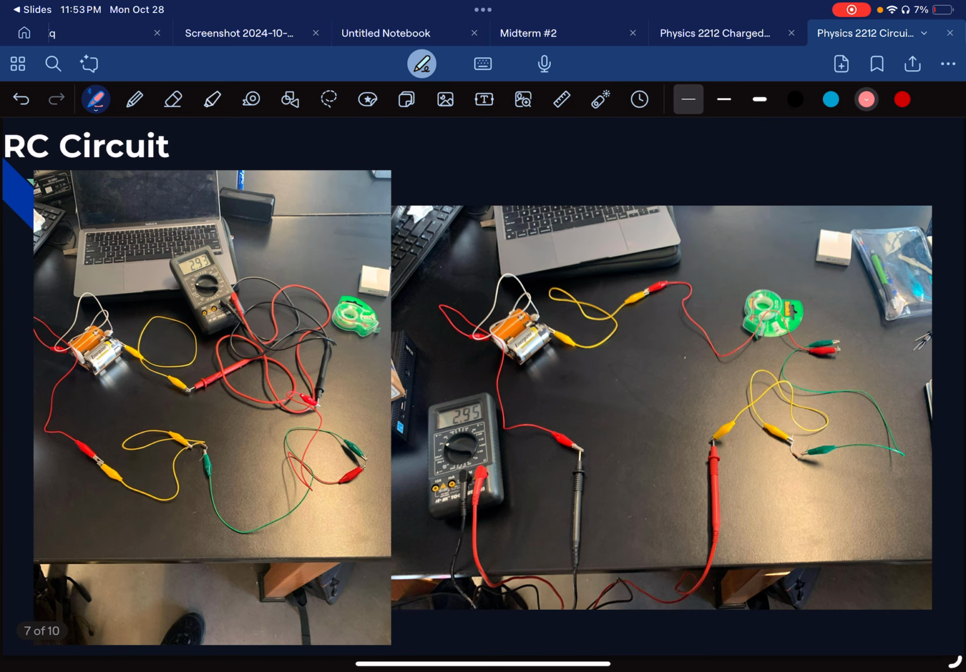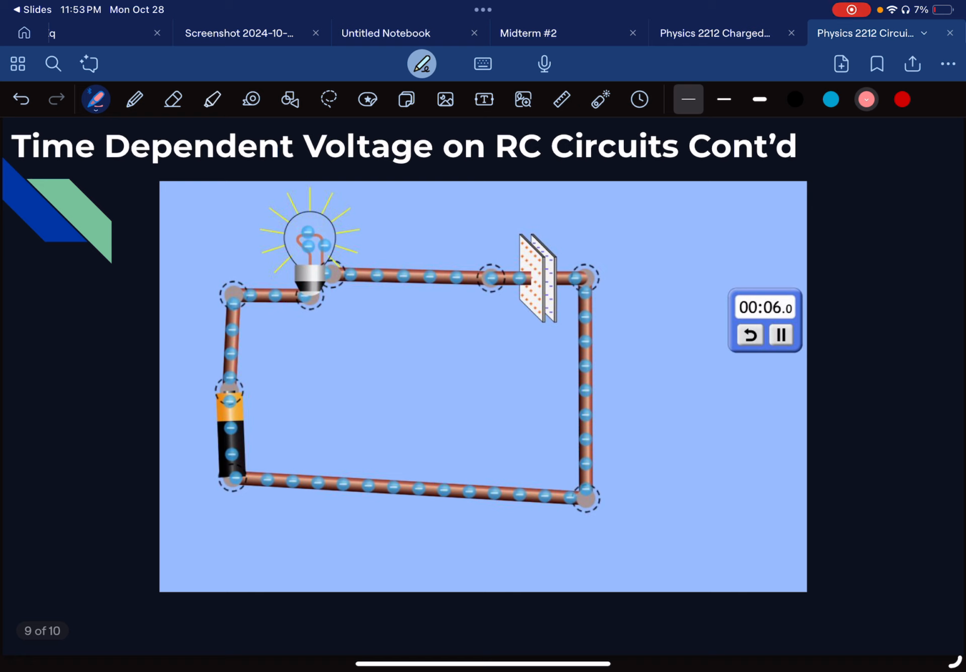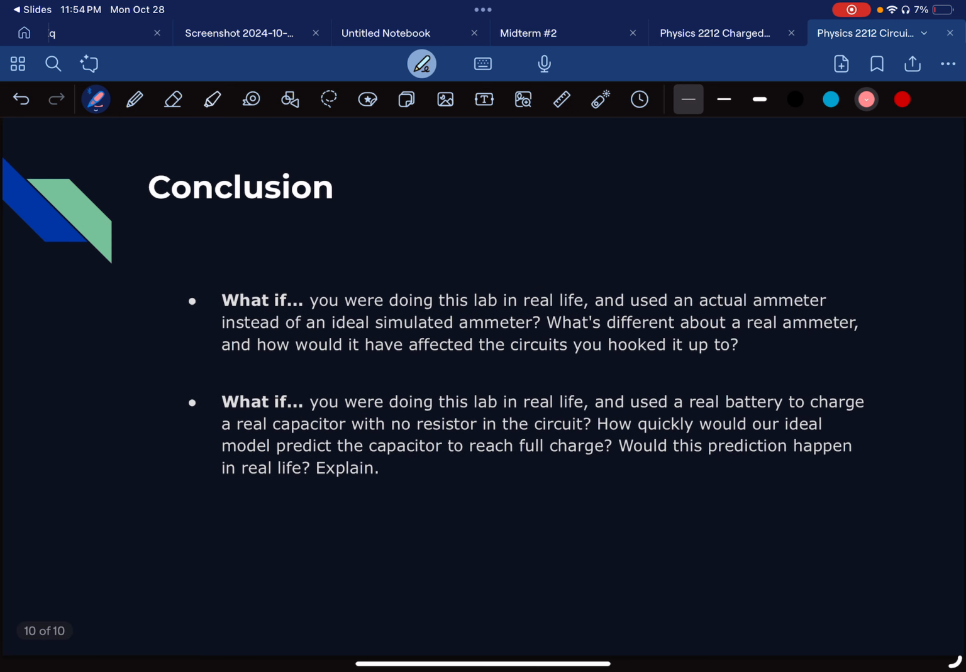This is the RC circuits that was built by my group and I in our lab session. As you can see, 2 batteries, of course. And then we have our continued RC circuits, which we built with a 9-volt battery, 30 ohm resistor, which is in the form of a light bulb, and a 0.2 farad capacitor. And then we have our voltage on RC circuits continued. Again, same setup, different scenario, etc. And then we have our conclusion.